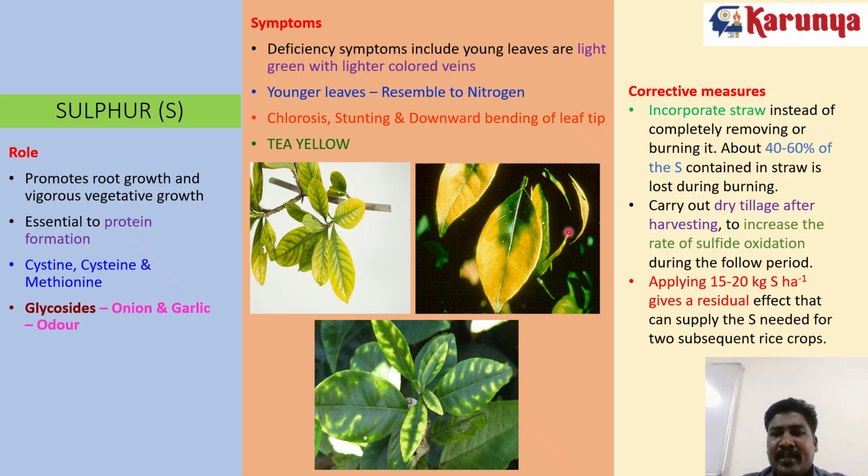The corrective measures, you can go for 40 to 60 percentage of the sulfur contained in straw. So you should not burn the straw material. You have to incorporate it into the soil for better retaining of sulfur. And dry tillage to increase the rate of sulfide oxidation, because sulfur is available in different forms. So to maintain the sulfur, you can go for dry tillage, and as well as you can apply 15 to 20 kg of sulfur, which gives a residual effect. So in your subsequent dry crop, through that you can manage the sulfur deficiency symptoms in the soil.